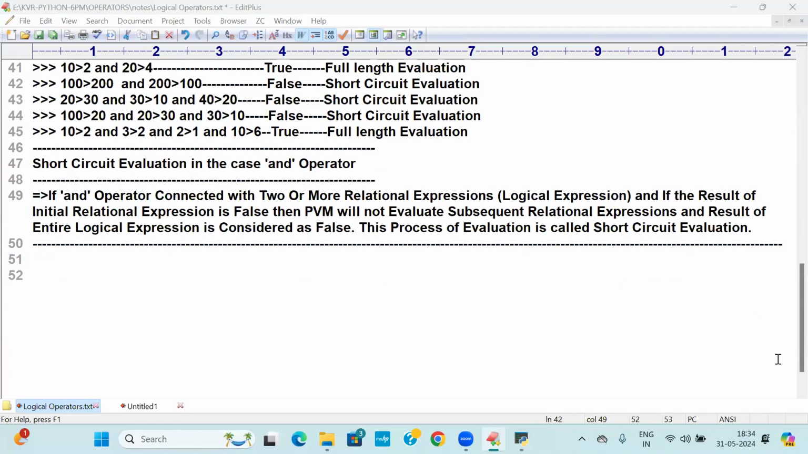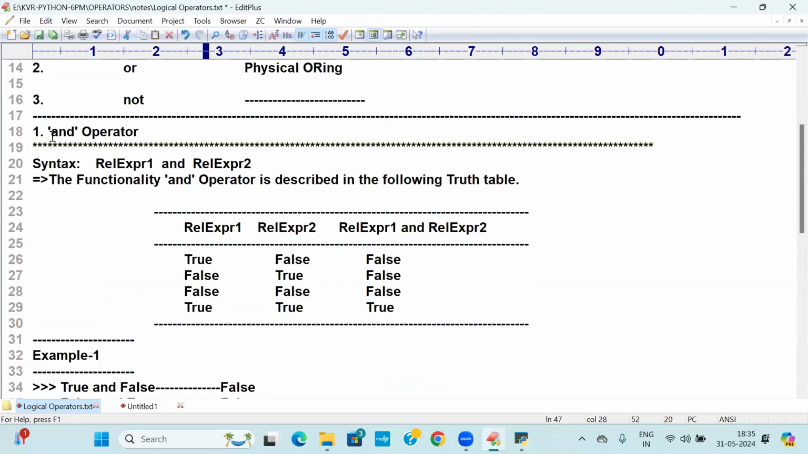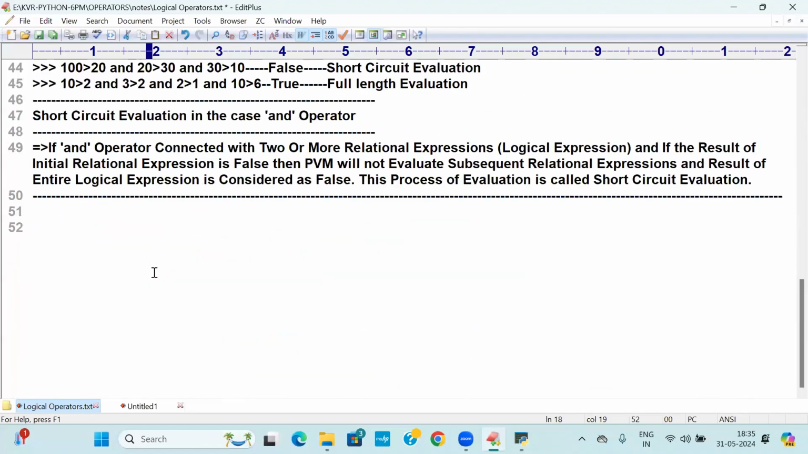High performance. It will speed up and give very fast evaluation of the expressions. For that, we go for what here? Short circuit evaluation. In all the languages, this concept is applicable. Understood? This is about which operator? AND operator. There are most important special points that I am going to explain.